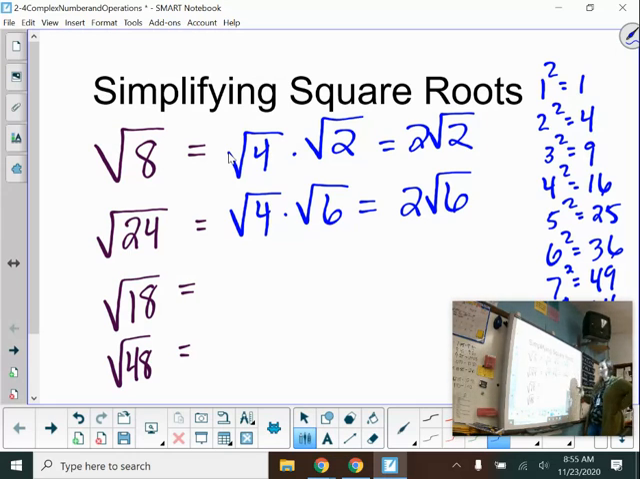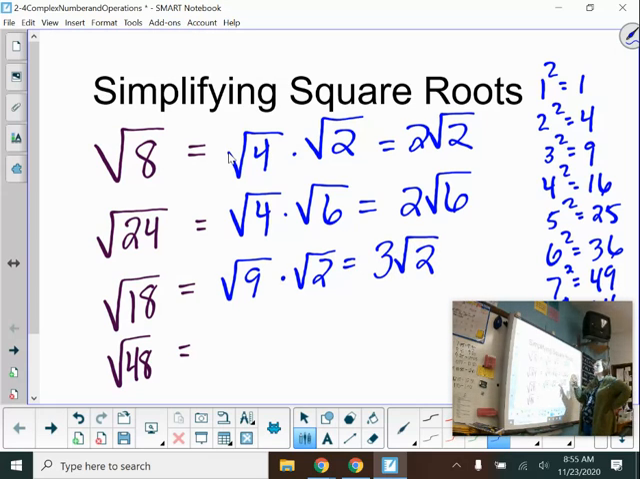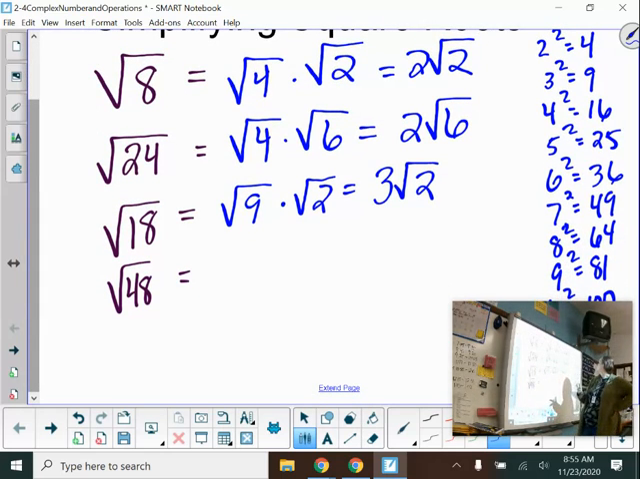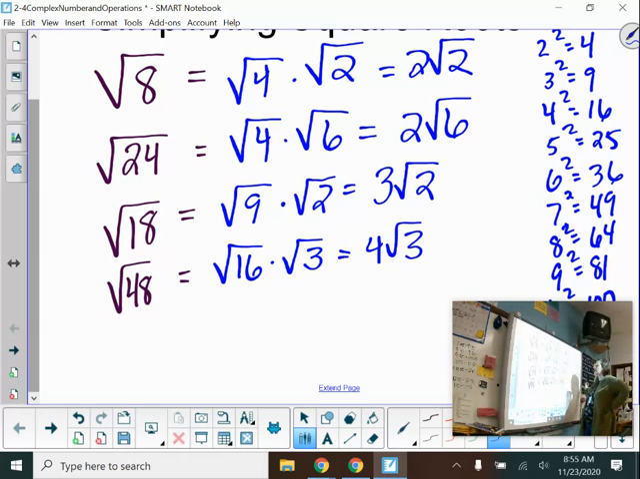For 18, greatest perfect square is 9. This is 9 times 2. So our solution here would be 3 times the square root of 2, because again, the square root of 9 is 3. 48, this is a tricky one because some students forget about what the greatest perfect square would be, and there you can see a few more perfect squares. The greatest perfect square factor of 48 is actually 16. This is 16 times 3. And so this is 4 times the square root of 3. That would be the solution there.